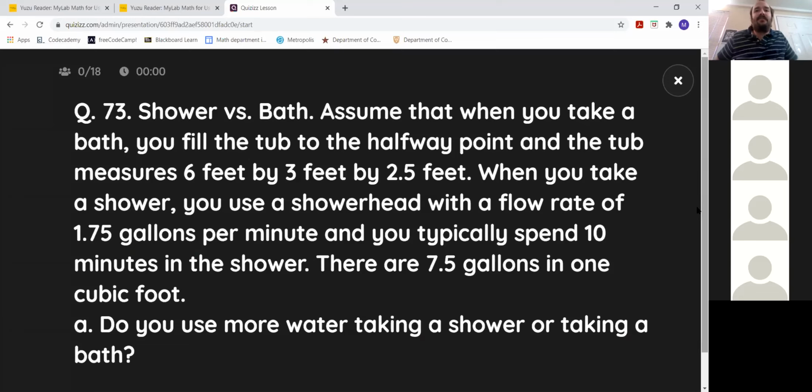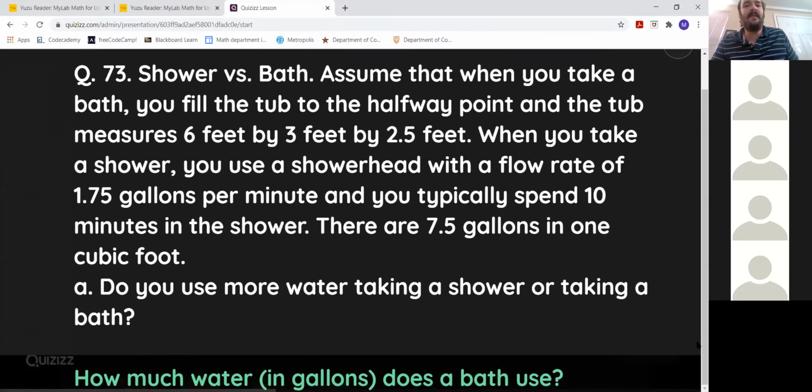All right, so shower versus bath. Do you use more water taking a shower or a bath? So the first thing we need to figure out is, well, how much water are we using? So how much water in gallons does a bath use? So let me come back up here, read this thing. Let's try to determine where they're talking about baths, where they're talking about showers. I believe the bath stuff is right up in here. When you take a shower, I think I can just probably ignore all this. This is all stuff about showering.